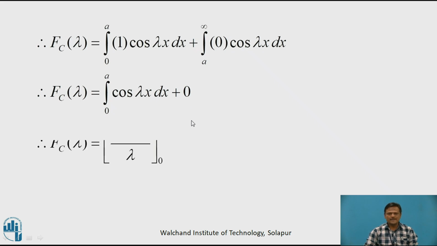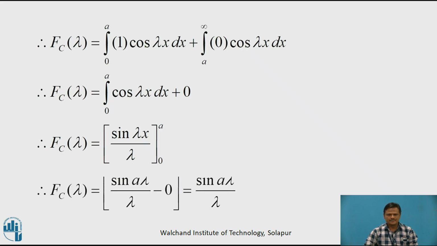Now to evaluate this integral, we need basic knowledge of integration. The integration of cos of lambda x is sin lambda x upon lambda, and the limits of integration are 0 to a. Putting the limits after integration, we get Fc of lambda is equal to sin a lambda upon lambda, because x is a, minus the lower limit term, which is sin 0 upon lambda, that is 0. Finally, the answer is Fc of lambda is equal to sin a lambda upon lambda. So this is all about our first example.